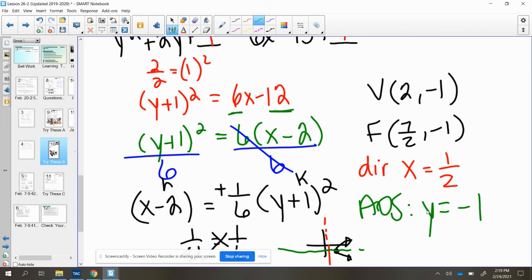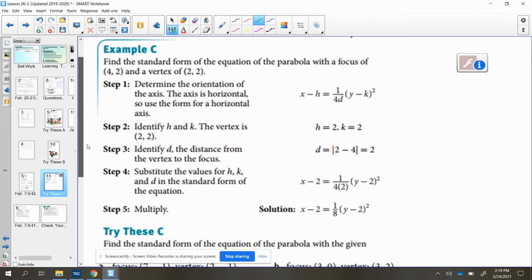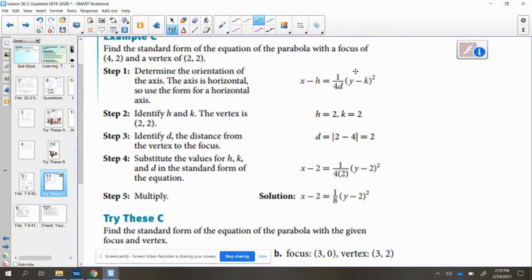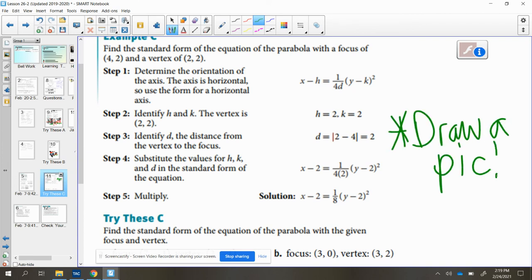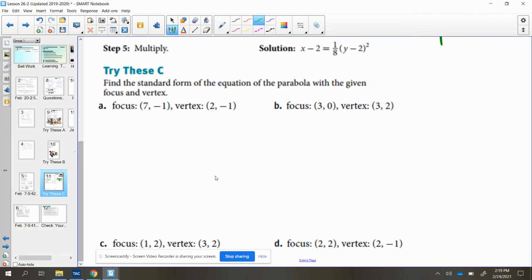Okay, last little bit here. We have, for example C, talking about finding and writing our own equations based on some given points. I highly, highly, highly recommend you to draw a picture. Okay, it's going to make your life so much simpler if you just sketch a short picture. What I mean by that, for part A, if we have a focus at 7, -1, so right here would be our focus, our vertex is at 2, -1. Well, remember, we always started our vertex and open towards our focus.